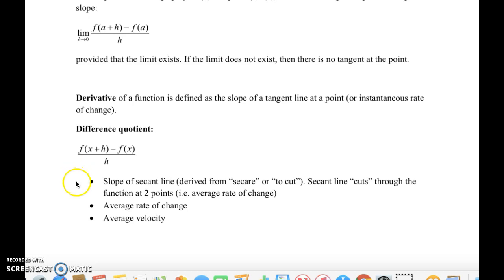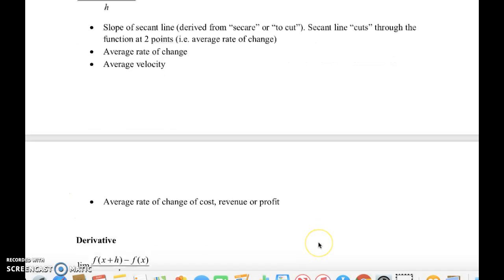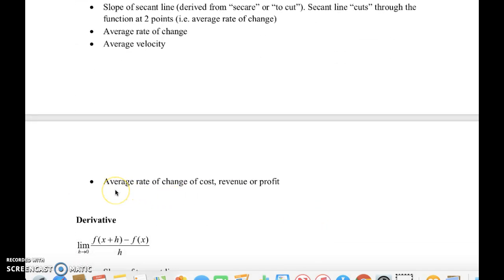All right. And so when we have our difference quotient here, we're looking at the slope of a secant line. And this secant line is the line that cuts through the function at 2 points. In other words, our secant line represents our average rate of change that we talked about in the last section. It also refers to our average velocity. Again, very simple, what we just talked about in our last section. And it's also related to our average change of cost, revenue, or profit, which is more of what you're going to be using it for in the business world.